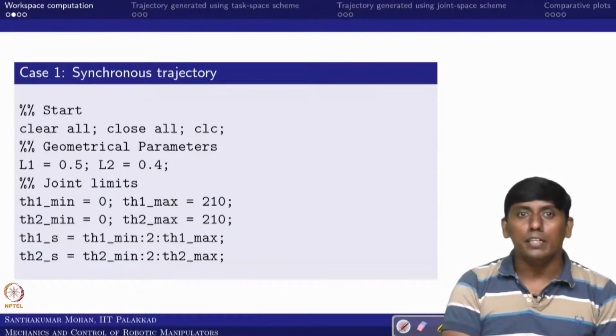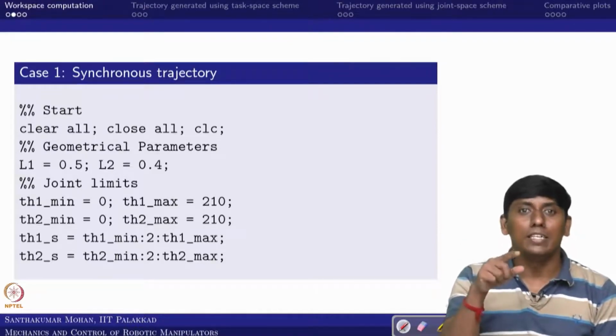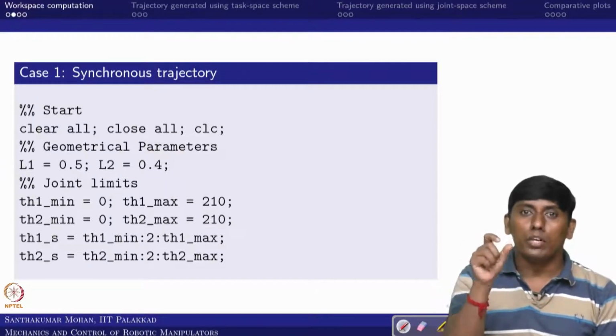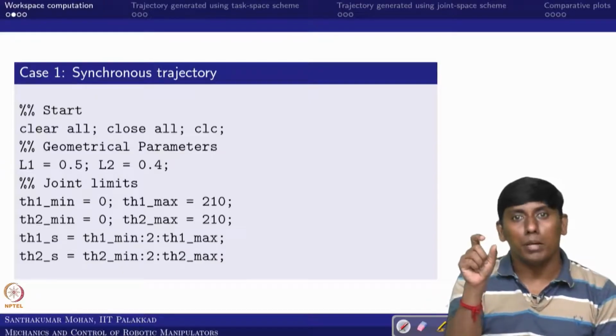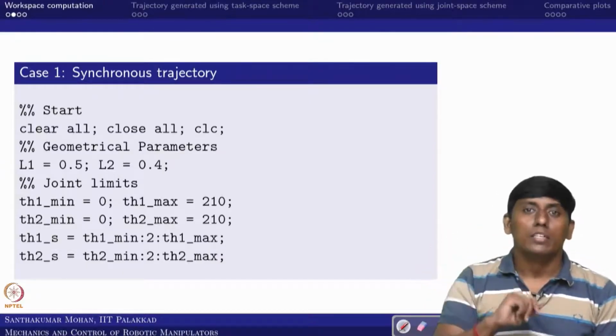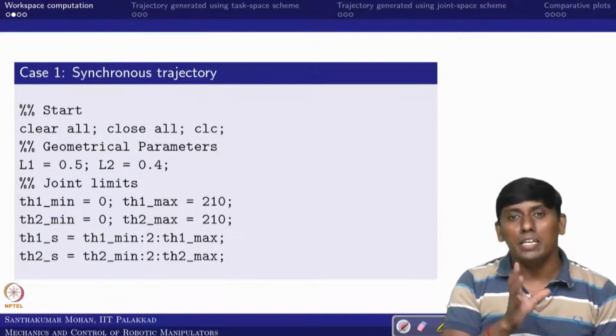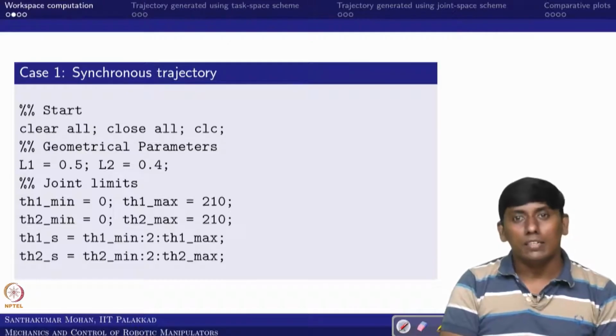I did not take them as equal so that I can see the workspace. Even if it rotates 0 to 360 it would be a donut, meaning the internal diameter is 0.1 meter and the external diameter is 0.9 meter. I just want to show that, but here it is not going to be a donut, it would be a small patch. So, we can see that.